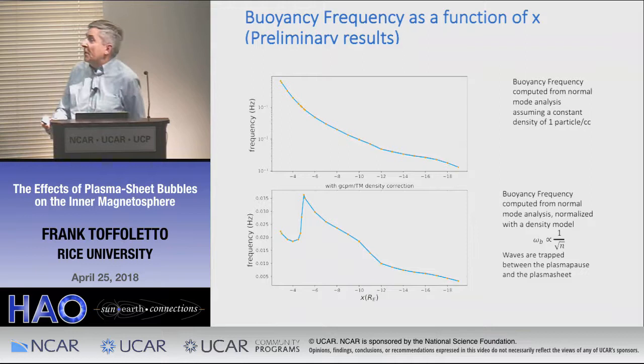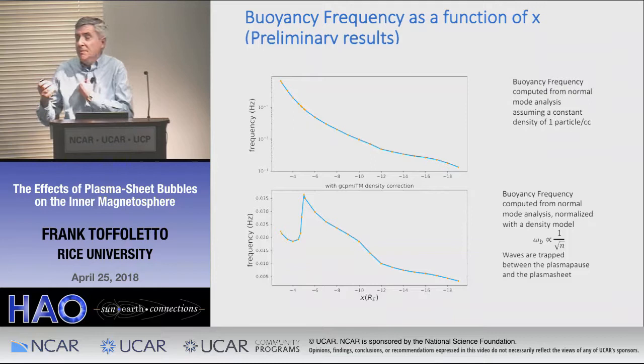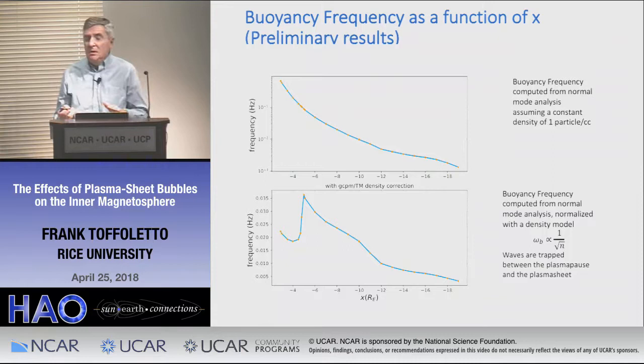And what you find is, as a function of distance down the tail, the buoyancy frequency drops quite dramatically. So the period gets much longer down the tail as opposed to near the Earth. We typically don't find anything near the Earth for reasons we don't quite understand yet. We're still trying to figure that out. And then you can add a plasmasphere model. So this is basically assuming a background density which is uniform, one particle per cc.